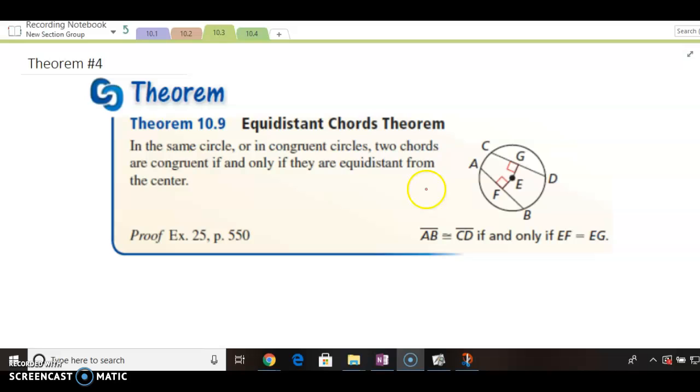All right, so we have one more theorem in this section. It is the equidistant chords theorem. This tells us that in the same circle or congruent circles, two chords are congruent if and only if they are equidistant from the center. In other words, if CD and AB are congruent, then this small piece from the center of the circle to the chord, and remember, we're talking about the perpendicular distance, is going to be equal to this here.